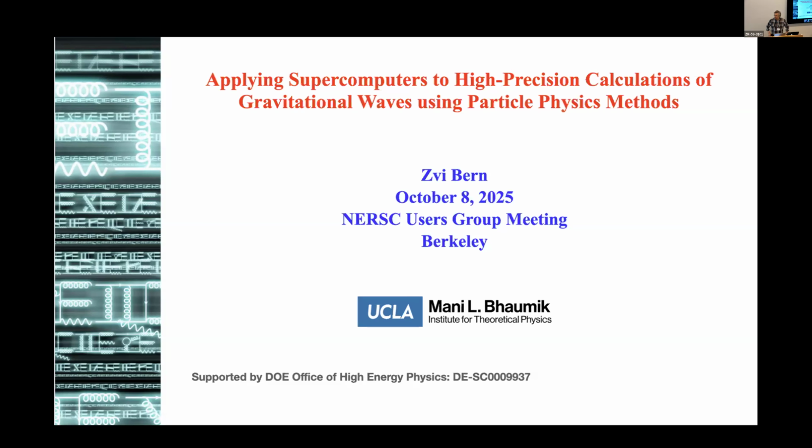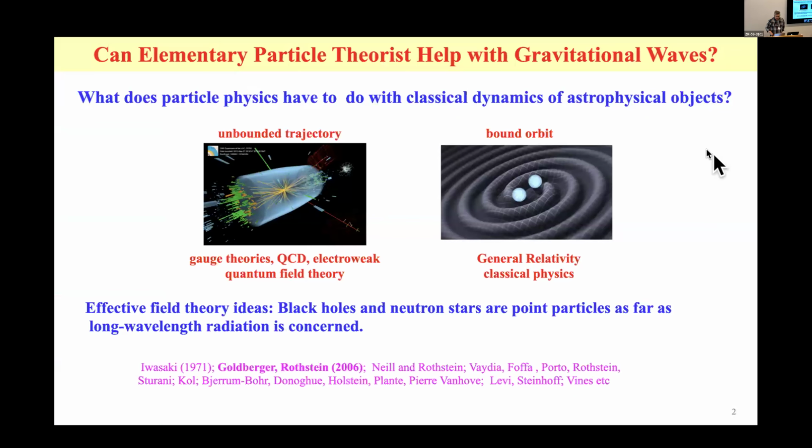Okay, so I'm going to talk about using supercomputers for an unusual problem. It's high precision calculations of gravitational waves using collider physics methods. So I'm a particle theorist. You could say the first thing that you may be wondering about is how can elementary particle theorists help with the problem of gravitational waves? It looks completely different.